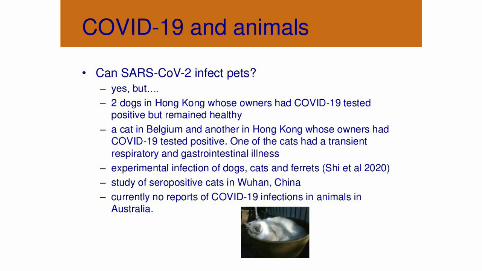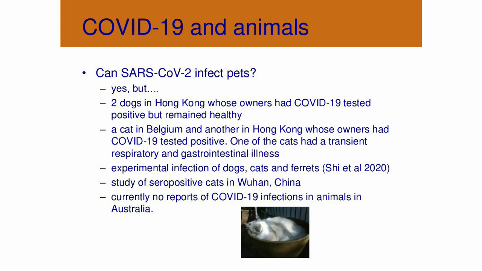Well, the answer is yes, but this comes with a very big but, and the risk needs to be very carefully placed in context to avoid unnecessary alarm or animal welfare issues, such as people abandoning their animals. So far, there's been 2 dogs in Hong Kong whose owners had COVID-19, and the dogs have tested positive for the virus, but they remained healthy. More recently, a cat in Belgium and another in Hong Kong, again, whose owners had COVID-19, have tested positive. One of these cats had a transient respiratory and gastrointestinal illness.